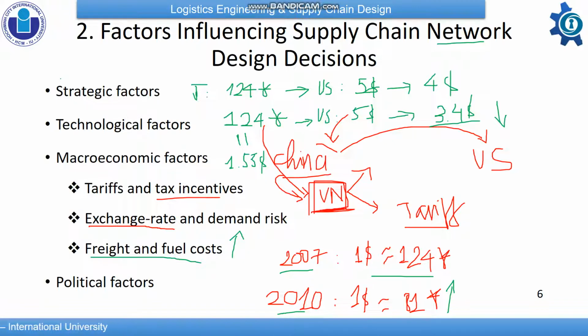And the rules of commerce, or a common language in trading, we call it Incoterms. So we will learn it next week.